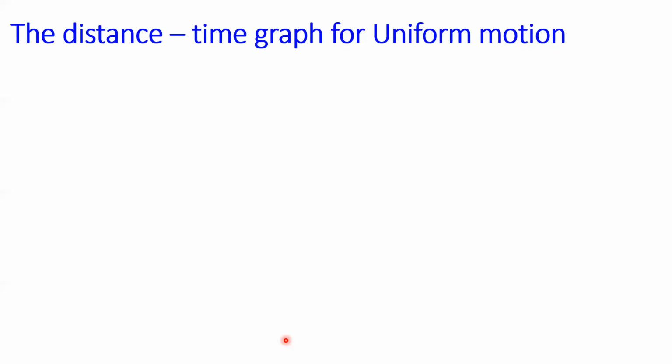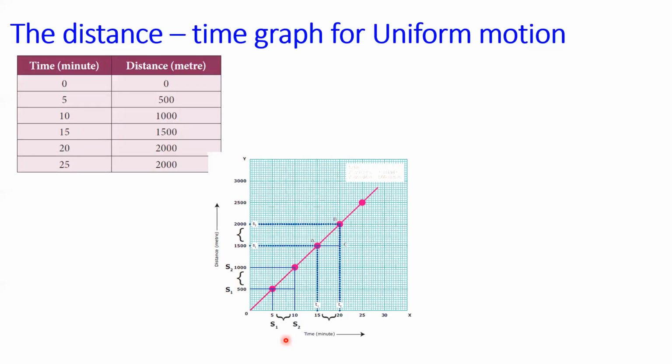Now you can see on the screen the tabular column where you have the time and distance. For every 5 minutes, the distance covered by a car is given, and we are going to draw the graph by taking time along the x-axis and distance along the y-axis. The graph is known as distance time graph. On the x-axis we are going to mark 1 centimeter equal to 5 minutes, and on the y-axis we are going to take 1 centimeter equal to 500 meter.